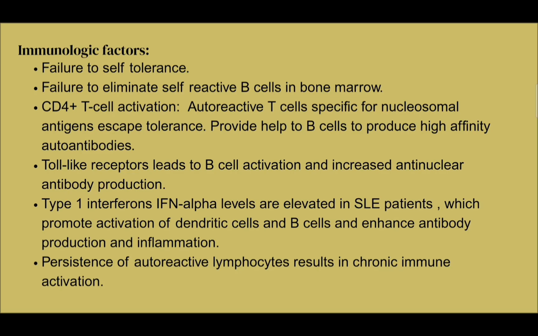And toll-like receptors, TLRs, present in the B lymphocytes normally sense microbial products including nucleic acids. In SLE, nuclear DNA and RNA within the immune complexes may activate B lymphocytes by engaging with TLRs, and these activated B cells specific for nuclear antigens may produce anti-nuclear antibodies. And there is persistence of autoreactive lymphocytes, resulting in chronic immune activation.